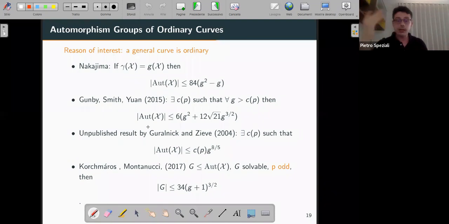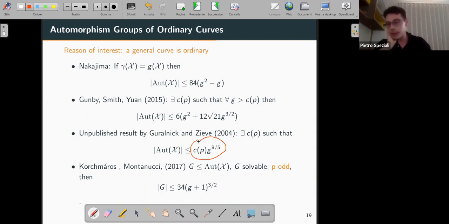So let me recall, Nakajima tells you that at most you have 84 g squared minus g automorphisms. This was bettered in 2015 to 6 g squared plus a constant times g to the 3/2. But even this bound is far from optimal. There is the unpublished result by Guralnik and Zieve, which has been talked around since 2004, which tells you there exists a constant depending on the characteristic such that the size of the automorphism group is at most a constant times g to the 8/5. This is actually sharp. We do have an example, called the Dixon-Guralnik-Zieve curve, and it's the only example we have.